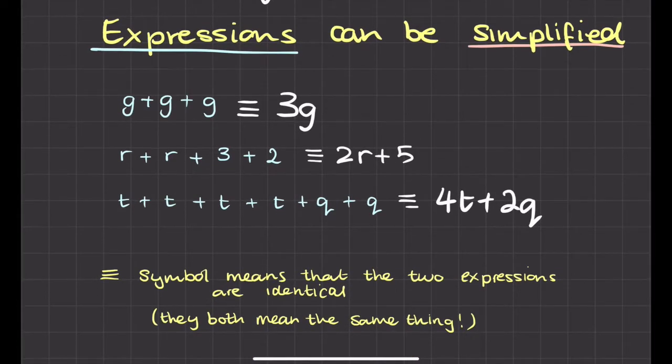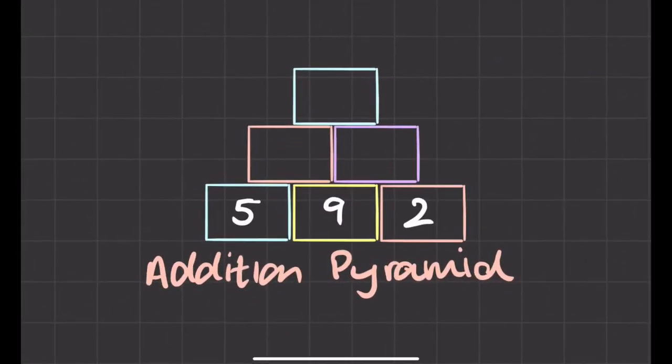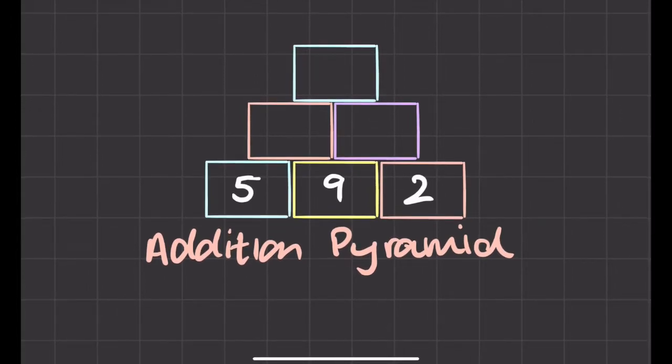Okay. Right, now I want to show you something, and this is called an addition pyramid. The reason why I want to show you what this is is because it just makes it a little bit more fun for the next example. So let's have a look at what happens here. So if I want to know the block on top, I need to add together the blocks below it. So this block here is going to be 5 plus 9, so 5 plus 9 is 14.